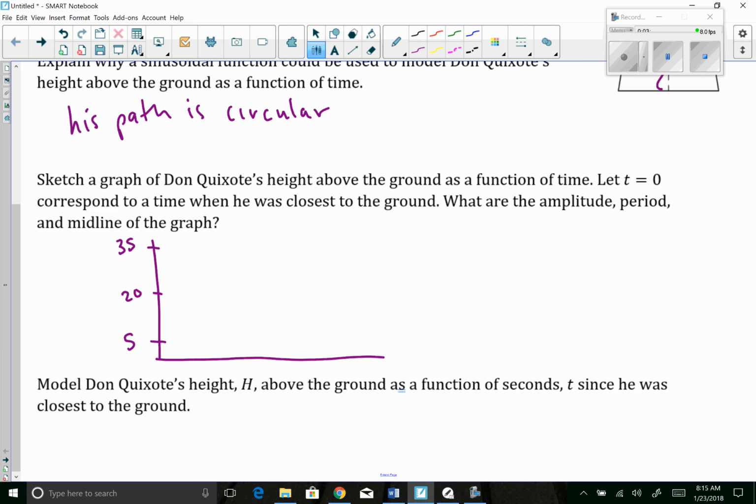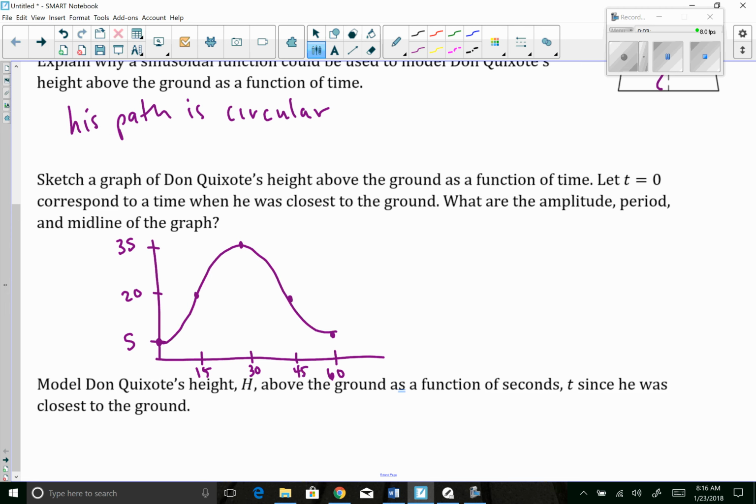It says that it takes him 60 seconds to complete one full cycle, so I know this is going to go out to 60. Halfway would be 30, and then we have our quarter turns, which would be 15 and 45 seconds, respectively. If I'm starting at 5 feet, since it says we start from the minimum value, after a quarter turn it's going to come up to 20. After a half turn, we'd be at 35. After 3/4 of a turn, we'd be back at 20. And then after a full turn, we'd be back at 5. So here's his path sinusoidally through.